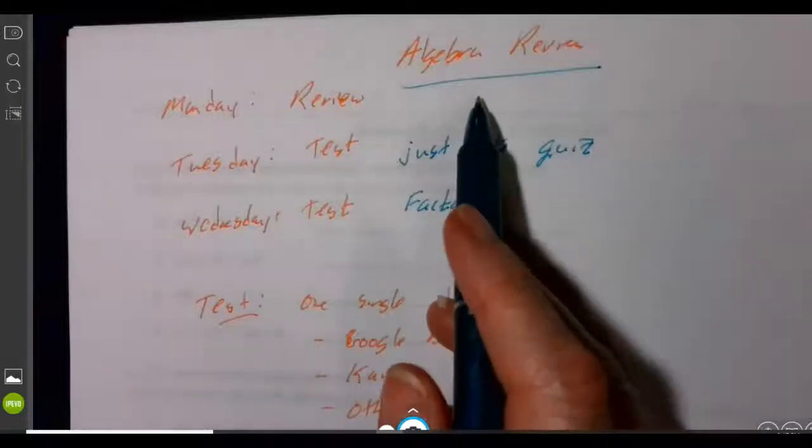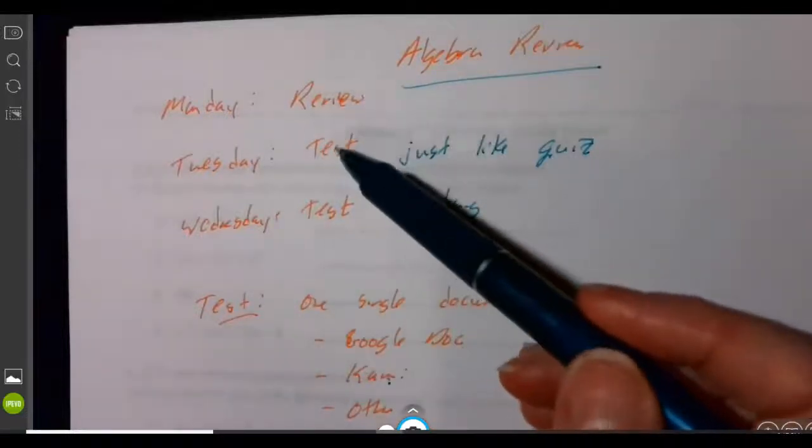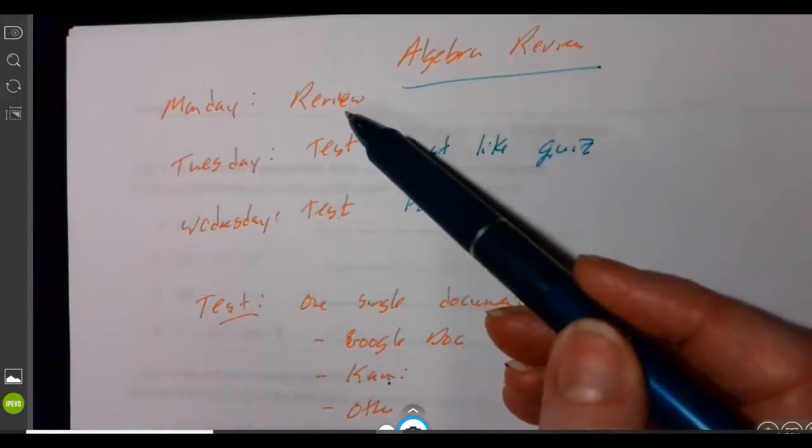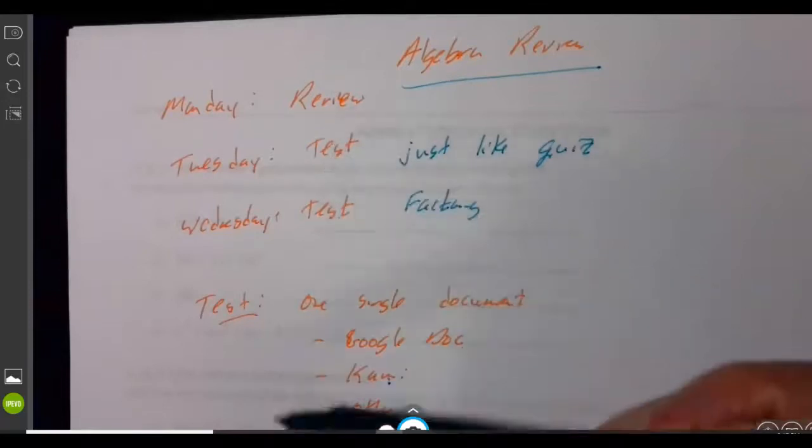Okay, so this is Algebra Review Day. We have a test on Tuesday and Wednesday, so today we're going to review. That's the reason I would really encourage you to come to class. Then you could ask questions and make sure you're understanding it before you take the test on Tuesday and Wednesday.